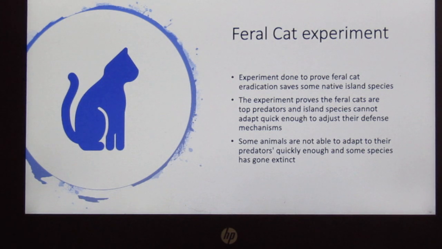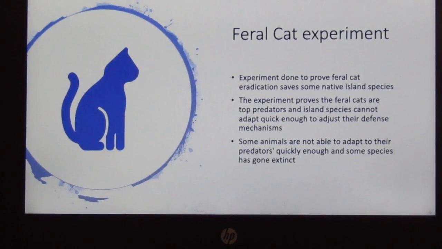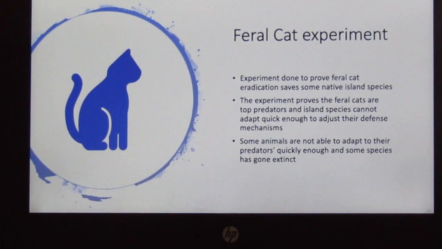The first experiment we're going to discuss is the feral cat experiment. This feral cat experiment was conducted on islands, and domesticated cats have been around for about 9,000 years. Feral cats especially are dietary generalists. They feed on many types of native and introduced prey, including vertebrates, mammals, birds, reptiles, and invertebrates, chiefly insects.